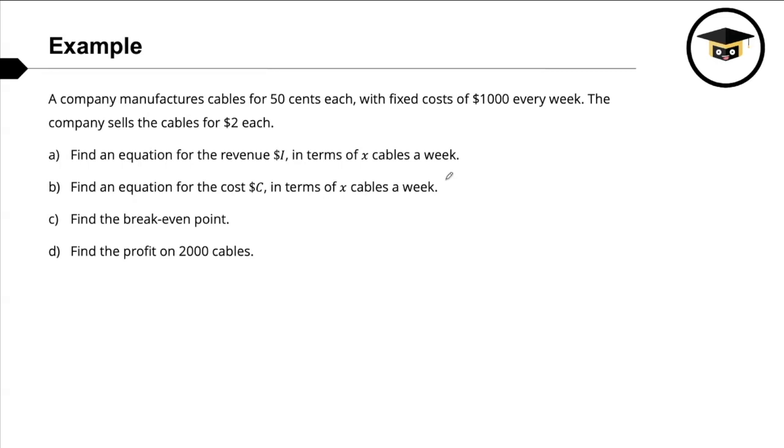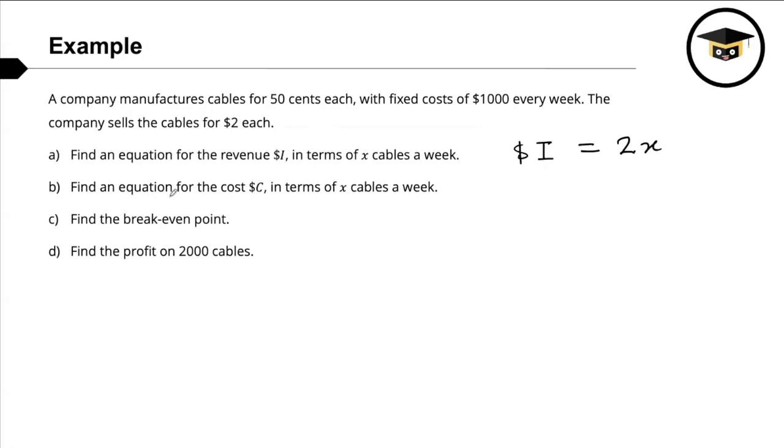So for I, which is supposed to stand for revenue here, that would simply be $2 times x cables. So 2x, right? Because each cable we're selling for $2 and we have x cables. So 2x would be our revenue. That's how much we are selling for.